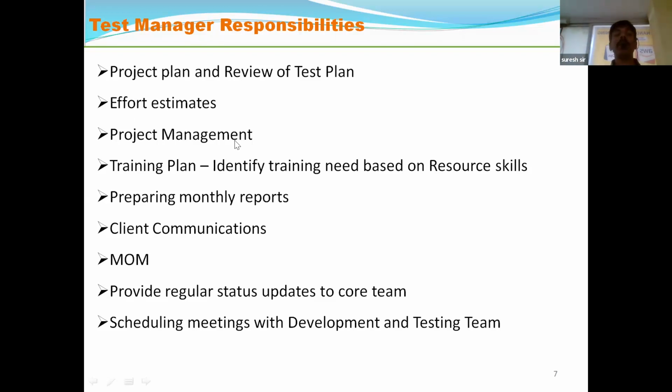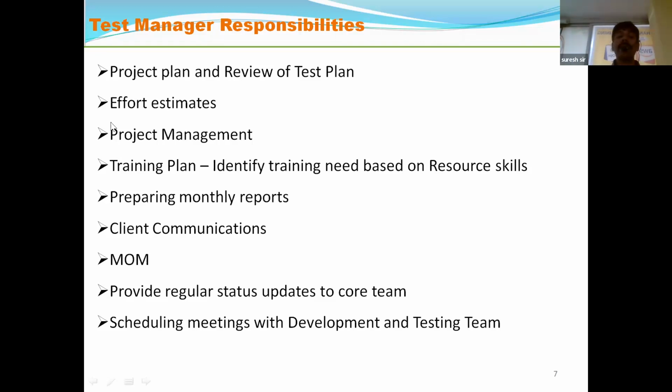Along with that, he needs to take care of managing the whole project, because the test lead was specifically responsible for testing activity only. But with the manager level, he needs to take care of the whole project, including the development activities and testing activities, all the project activities that need to be done.